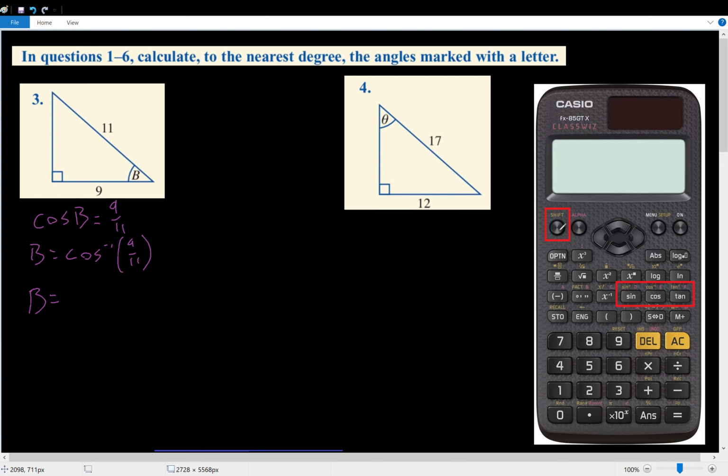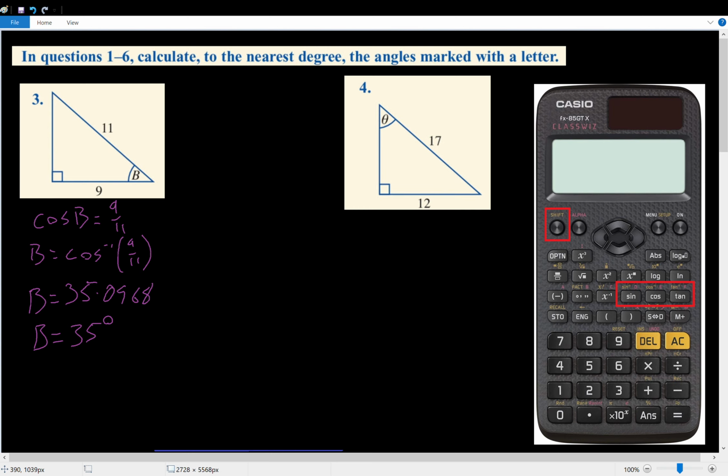So we go to our calculator, we press the shift button, we press the cos button, which will give us the cos inverse function that we need. Then we'll have an open bracket on our screen, and into that we put 9 over 11 by using the fraction button. Then we press right to get out of the fraction, close our bracket off, and press equals. We should get 35.0968, and a few other numbers, but since we're going for the nearest degree, we need it to the nearest whole number. So B is equal to 35 degrees for question 3.